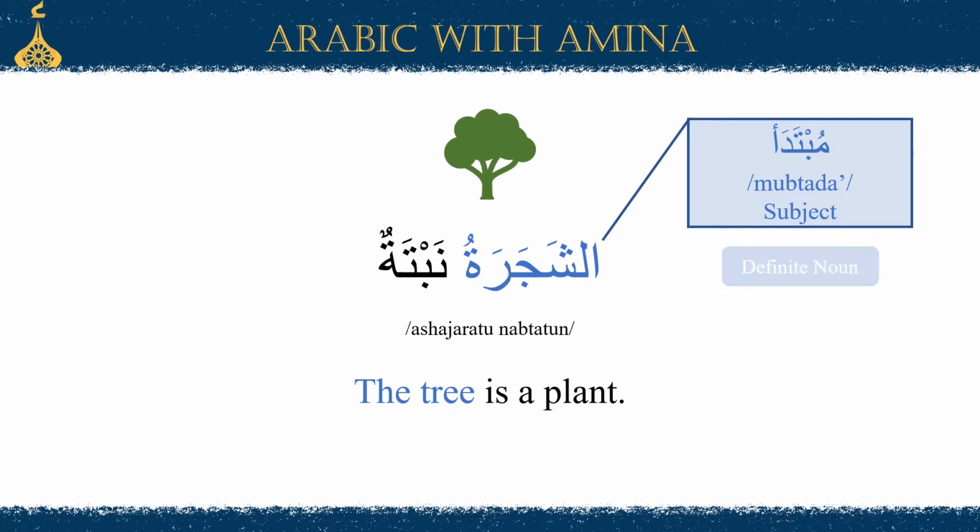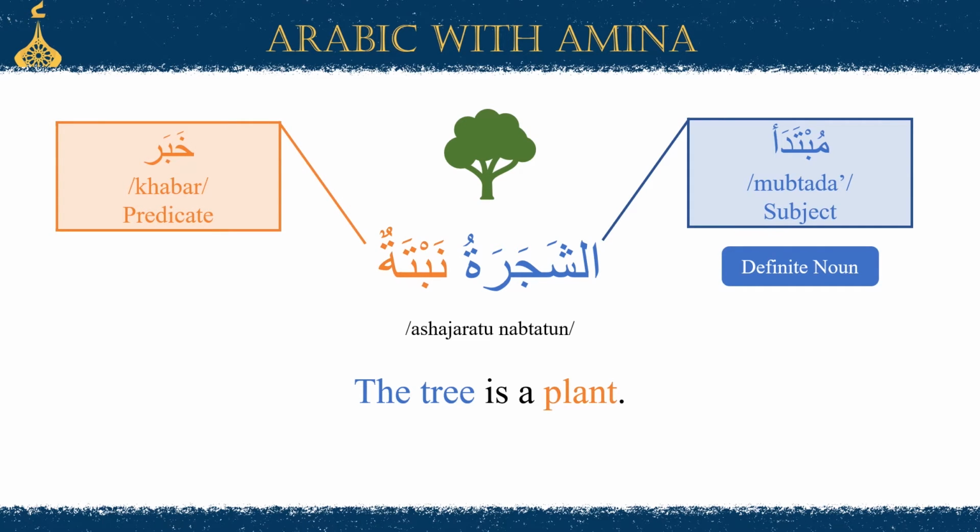Notice how it is a noun defined by "the." So it is a definite noun. So what about the tree? What are we trying to say? Well, we are telling people that the tree is a plant. Nabta, "is a plant," is our comment on the subject, or the khabar. This type of khabar is ism, since plant is a noun.